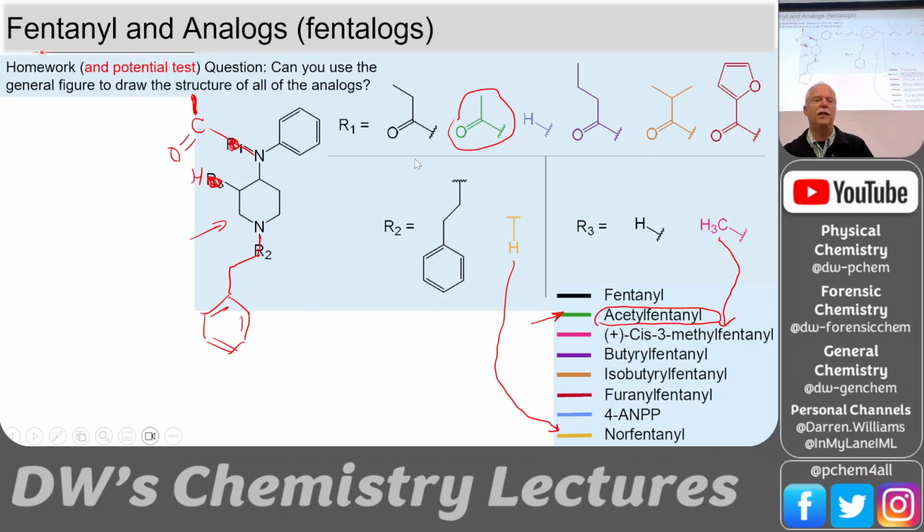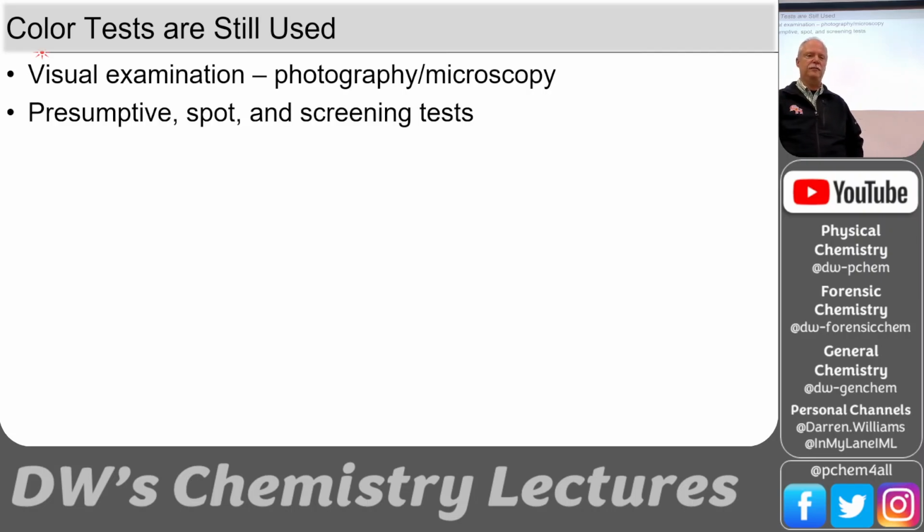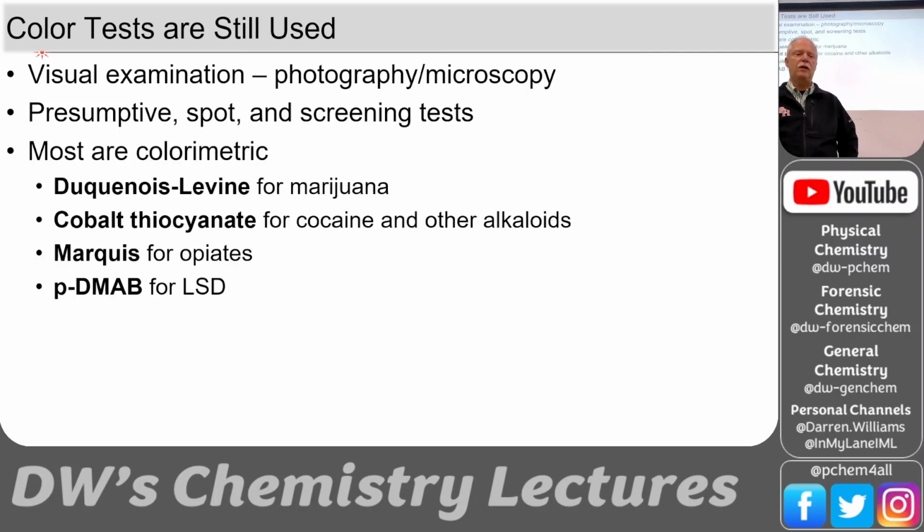Okay, homework and a potential test question. So color tests are still used. We use visual examination and photography and microscopy to analyze these substances. These are presumptive tests, also called spot tests or screening tests. And most are colorimetric, and they have these different reagents that we use. Here's 4 reagents. There's many others, but these are four common ones.